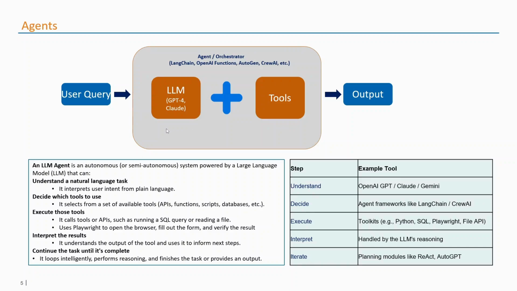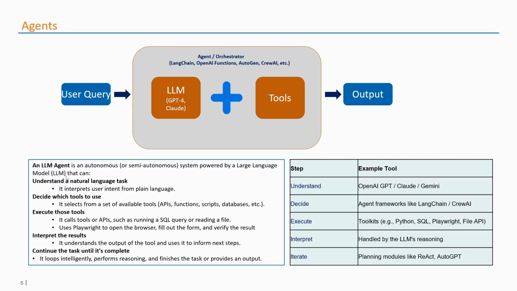This combination of an LLM with a set of tools is called an agent. In simple words, an agent is an intelligent assistant powered by AI that not only understands what needs to be done, but also knows how to use the right tools to do a particular task. Some examples could be LangChain, OpenAI functions, AutoGen, Crew AI, etc. So an LLM agent is an autonomous or semi-autonomous system powered by a large language model.